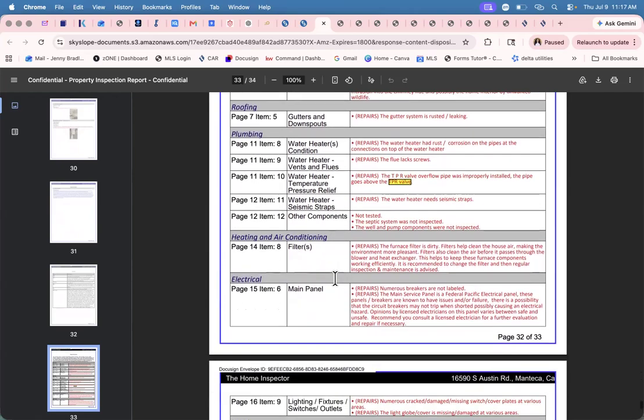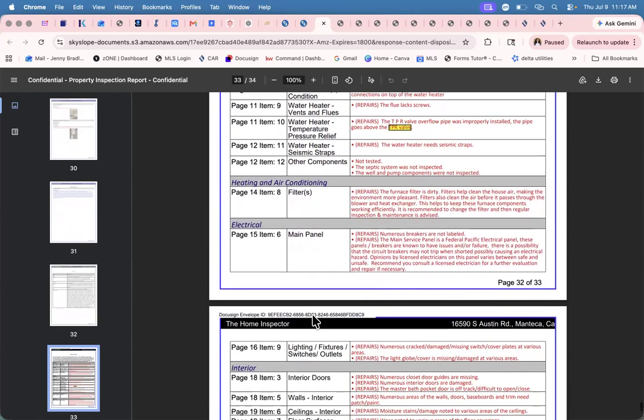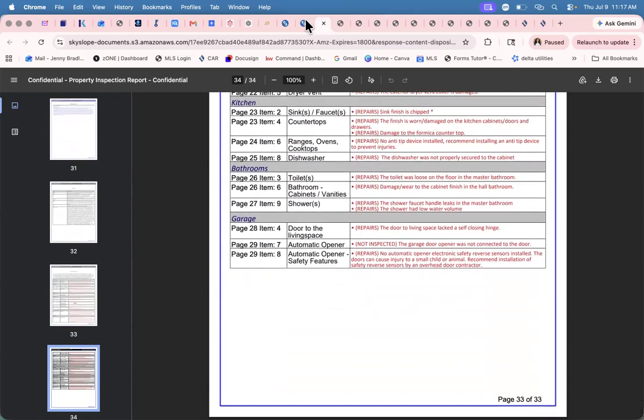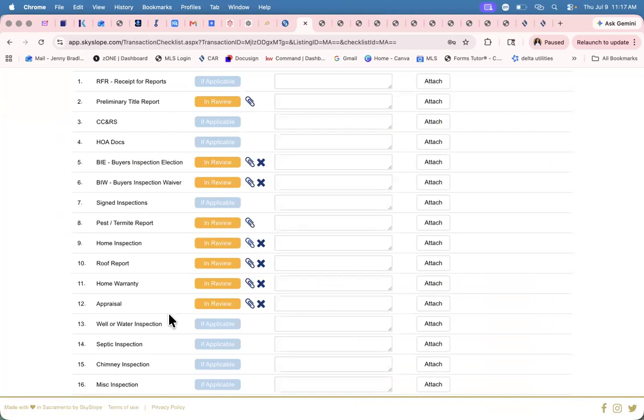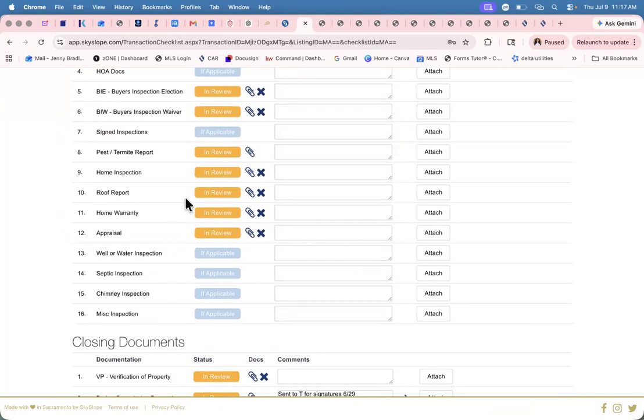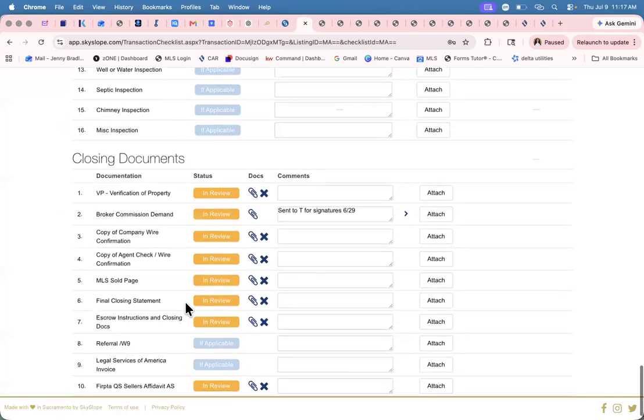So this is like all the reds that we saw. All right, so make sure you guys read through all of that. Same with pests, same with roof. Okay. VP. All right, you guys.